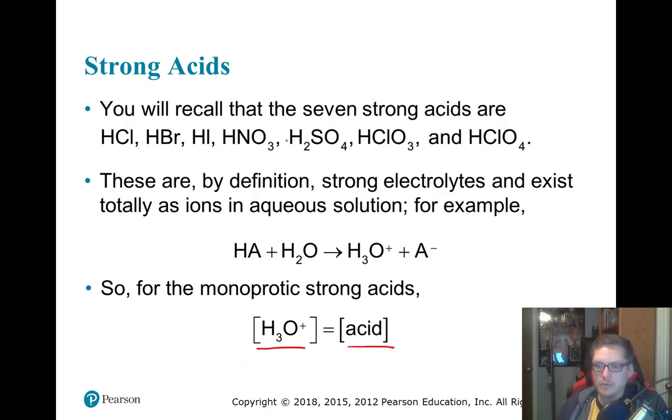And then for the one diprotic acid here, H2SO4, remember di means 2, so for this diprotic acid, the concentration of the hydronium is just equal to 2 times the concentration of the sulfuric acid. More or less. Well, that's kind of a fudge. Never mind. Don't rely on that one.